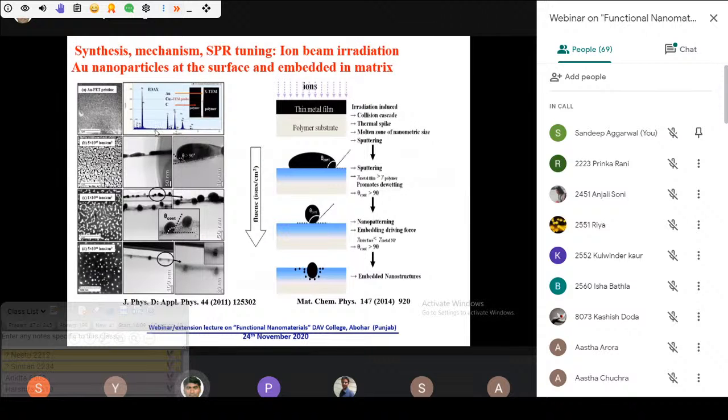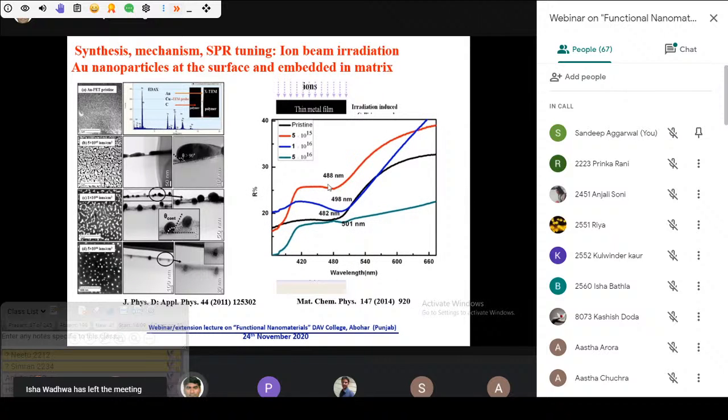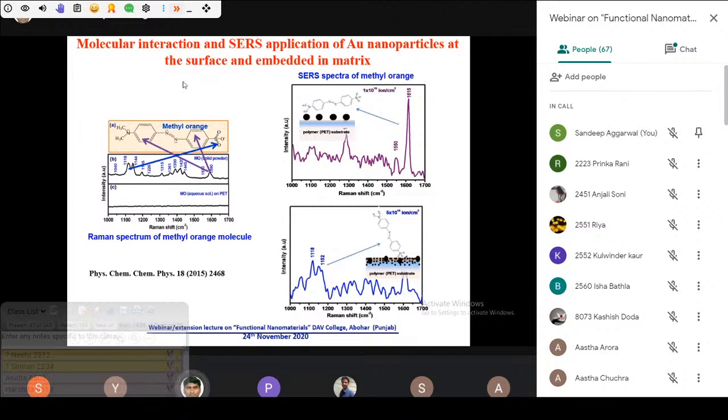So this is an example that we can create different kinds of nanoparticles on the surface. This is one of the examples from my work, where we have created some particles on the surface. You see the elongated, then spherical, embedded. So this is one of the techniques. By irradiating with ions, we can create nanoparticles. And these nanoparticles, the optical properties mean the absorption. Now the same sensing, SERS sensing application.